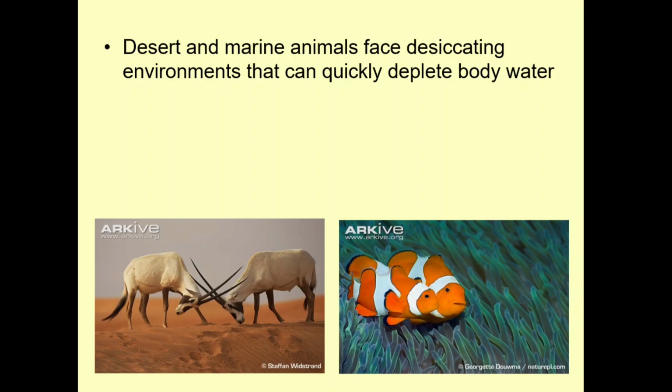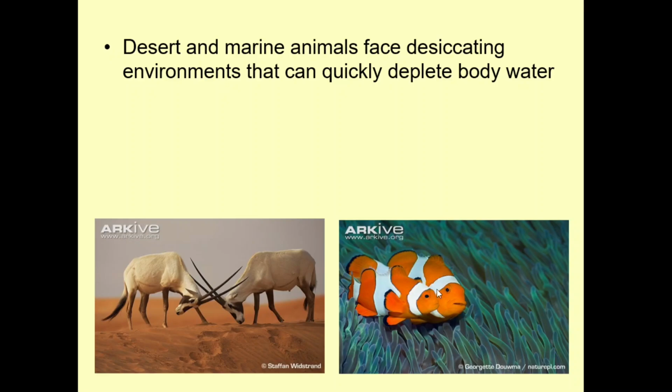So we can see the Arabian oryx here. Well, they live in a very dry habitat, so they are constantly at risk of losing water through evaporation, and they don't have access to lots of standing fresh water that they can replenish that water with. So they are constantly at risk of drying out, or what we refer to as desiccating, or desiccation.